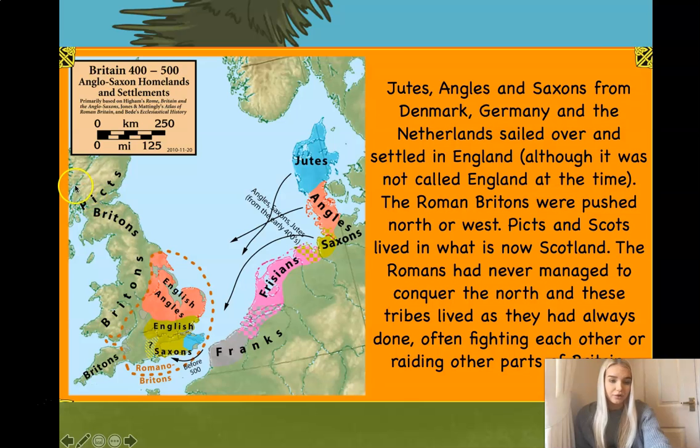Now, the Romans had never managed to conquer Scotland in the north, and these tribes lived as they'd always done, because they often wanted to fight each other and raid other parts of Britain. And we know that, don't we? Because we know the Romans tried to build a wall. Do you remember what that wall was called? Hadrian's Wall, well done. And that was to stop the Picts from getting in, because they would often try and fight each other. So the Romans could never control the Picts, and they still can't now.